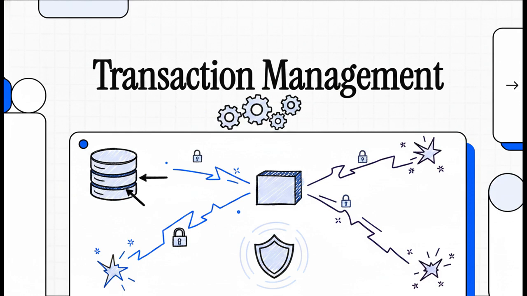So in this explainer, we're unpacking Chapter 10. We'll explore exactly how database management systems, or DBMS for short, use things like transaction management and concurrency control to maintain perfect data integrity. Let's get into it.